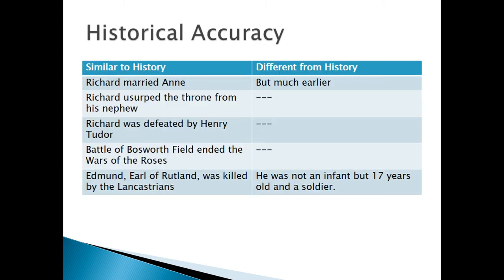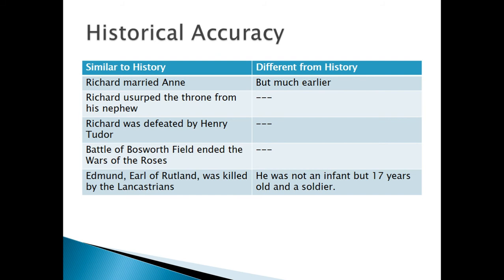So it's important to maybe think about historical accuracy. It is true that Richard married Anne, which again is kind of weird. She's the widow of Richard's enemy, Edward, Prince of Wales, the son of Henry VI. But the marriage occurred much earlier than is depicted in Shakespeare's play.